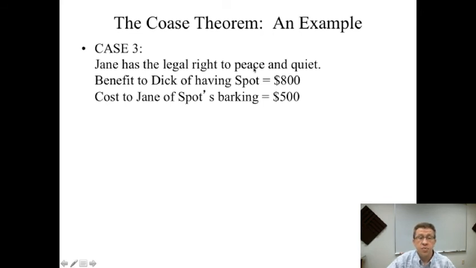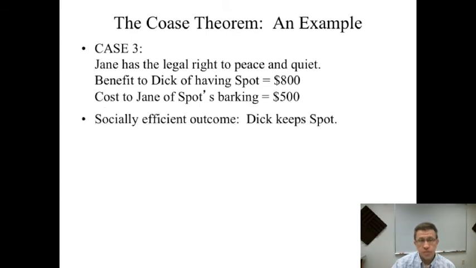So what about the third case? Well, here Jane has the legal right to peace and quiet. So now let's say it's Jane who's renting to Dick, and Dick has the dog Spot. Jane now is the legal owner of the right to peace and quiet. Here, Dick values having Spot at $800. The cost to Jane of Spot's barking is $500.